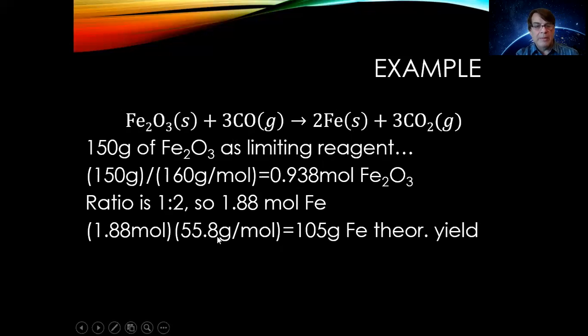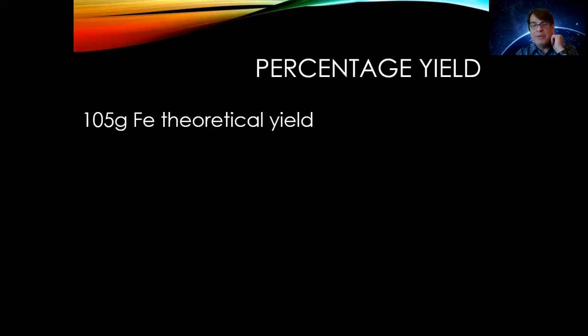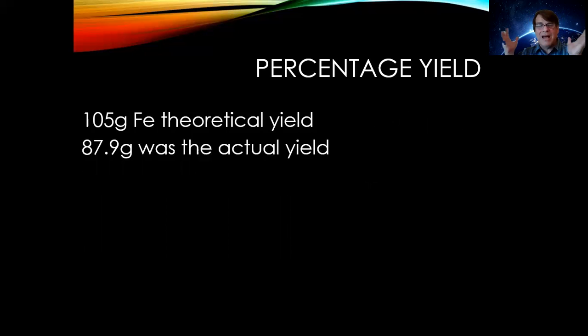So now let me get back out into grams. So moles times grams per mole, moles cancel out, I get grams. So the atomic weight of iron is 55.8 grams per mole. Paying attention to sig figs here, 3 sig figs. Okay, so multiply it out, and I should have ended up with 105 grams of iron, theoretical yield. That's what it should have ended up. But then I'm told that I didn't end up with 105 grams of iron. I ended up with 87.9 grams.